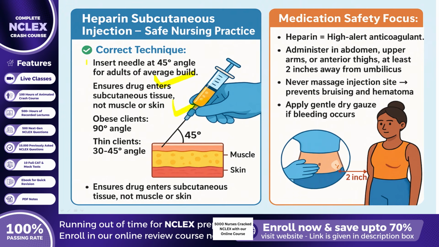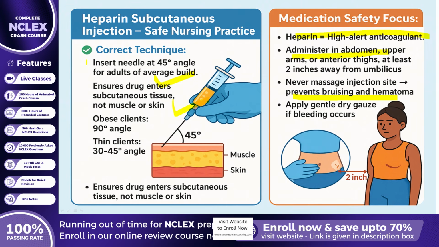Heparin is a high-alert anticoagulant medication, and accuracy in administration is critical to prevent bleeding complications. The appropriate sites for injection are areas with sufficient adipose tissue such as the abdomen, keeping at least 2 inches away from the umbilicus, the upper arms, or the anterior thighs. Sites showing bruising, scars, or inflammation must be avoided.